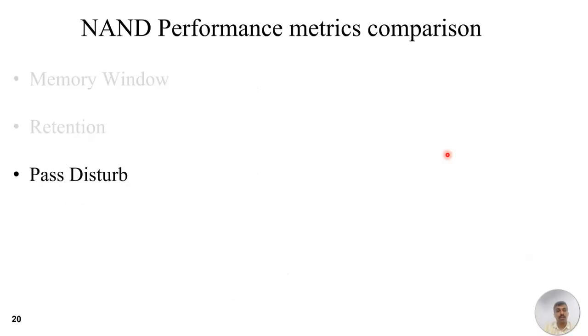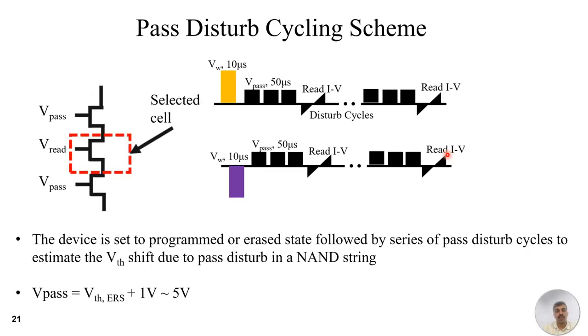Now let us understand the pass disturb performance in FE NAND. It is essential to understand the pass disturb performance in FE NAND. If we have to read the selected cell, we need to apply pass voltage to the unselected cells in the NAND string. When we apply pass voltage, we need to ensure that the stored state is not disturbed in the unselected cell. So the pass voltage should ideally not disturb the stored state.